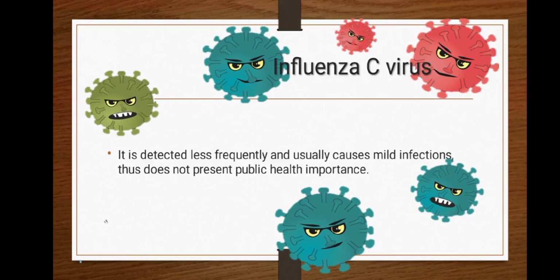And the last one is the influenza C virus. Influenza C virus is detected less frequently and usually causes mild infections. This does not present public health importance. Influenza type C can cause illness in humans and pigs. This virus lacks the multiple subtypes found in influenza A, which limits its ability to mutate.